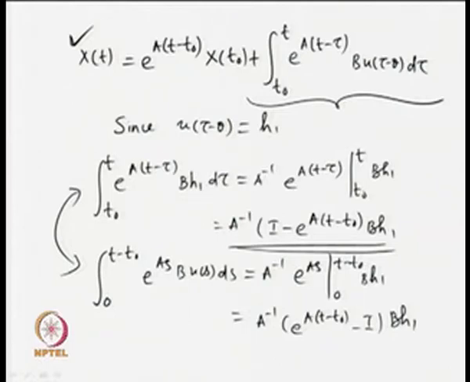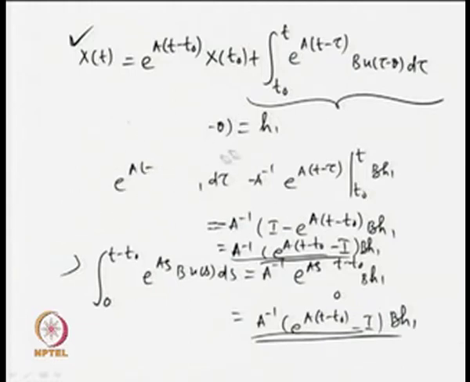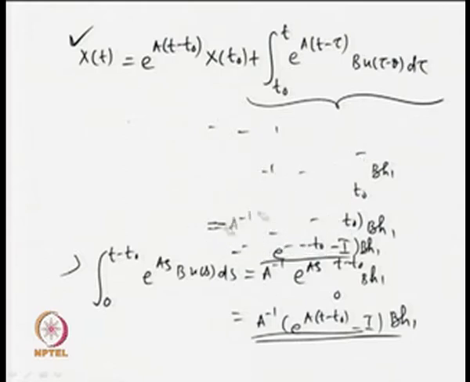You need not worry about that, because in the upper one the integral is found with respect to e to the power minus a tau, so obviously there will be a minus here, and ultimately you get a inverse (e to the power a(t minus t0) minus I) b h1. So, I get the same expression using the upper or the lower integral. I shall use henceforth the lower integral in place of the upper one for finding the state of the system at any instant of time.